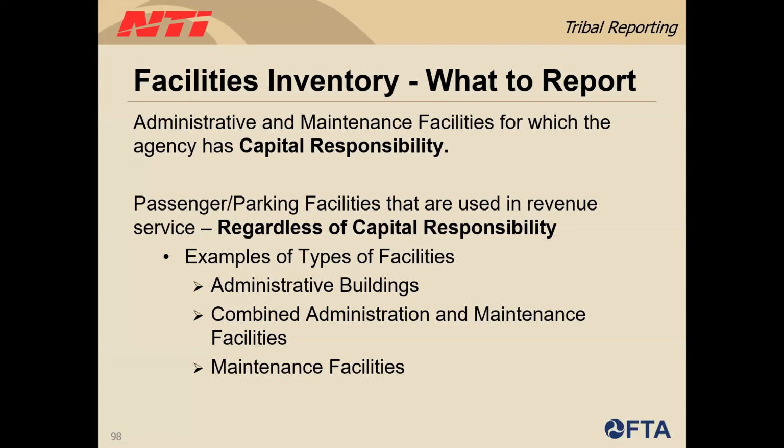Some common examples of facility types are administrative buildings, combined administration and maintenance facilities, and just standard general purpose maintenance facilities. Please note that if your agency reports a maintenance facility as owned on the A10 form, we would generally expect to see that facility appear on the A15 form as long as your agency's use for that facility is greater than incidental.